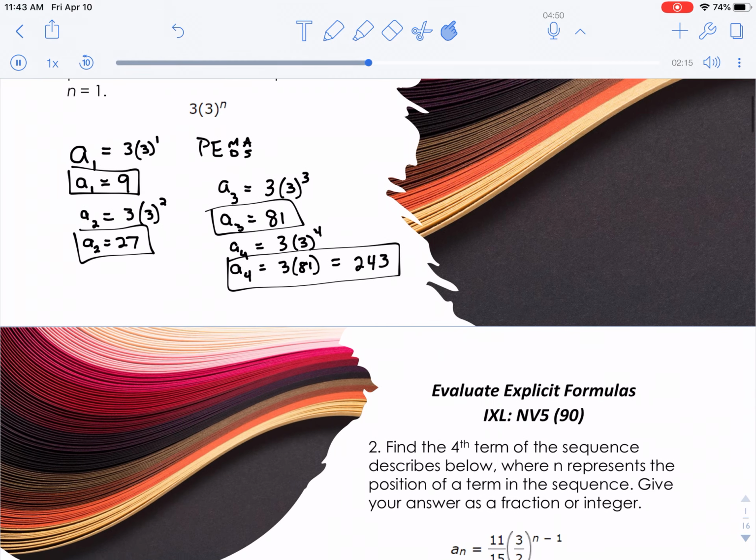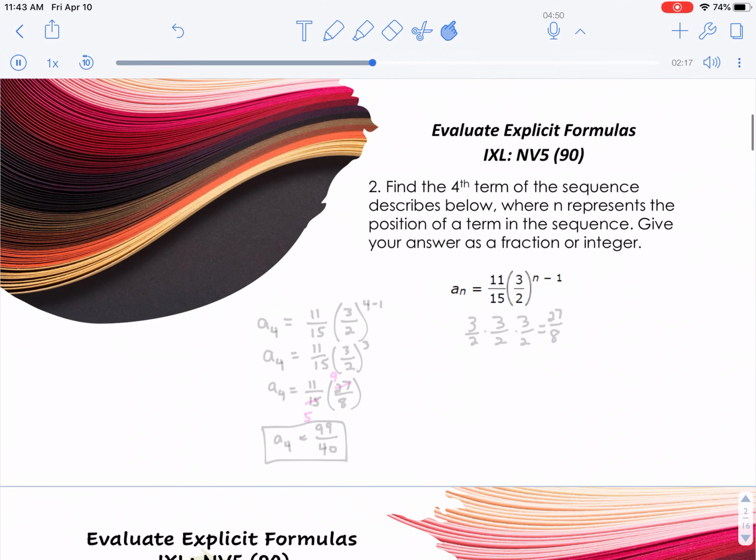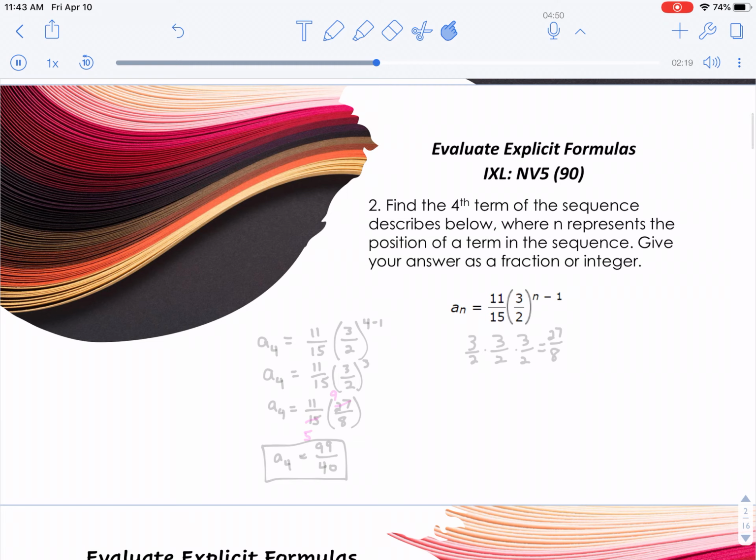All right, let's go to the next page. On the next page it says to find only the fourth term. So we're going to let n equal 4, so a sub 4 is 11 over 15 times 3 over 2 raised to the 4 minus 1 power. And the 4 minus 1 power means that we want 11 over 15 times 3 over 2. 4 minus 1 is 3.